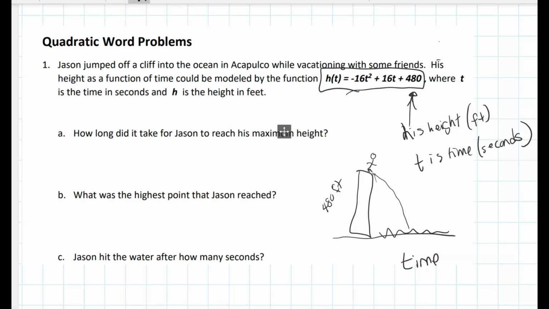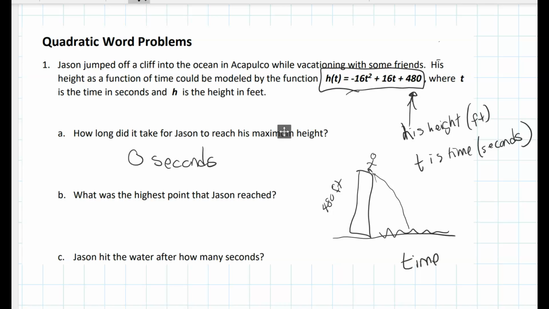This is all you need to know. How long did it take? So now we're going to start figuring out what are they asking? How long did it take for Jason to reach his maximum height? Well, that's weird. Where's his maximum height? At the top of the cliff. So, at 0 seconds. He's at his maximum height before he starts.